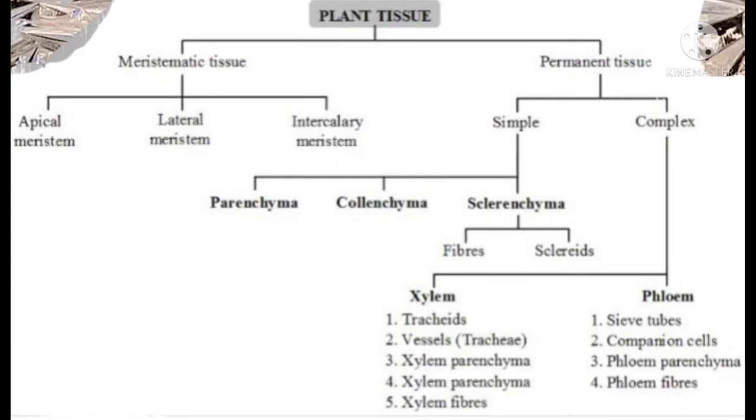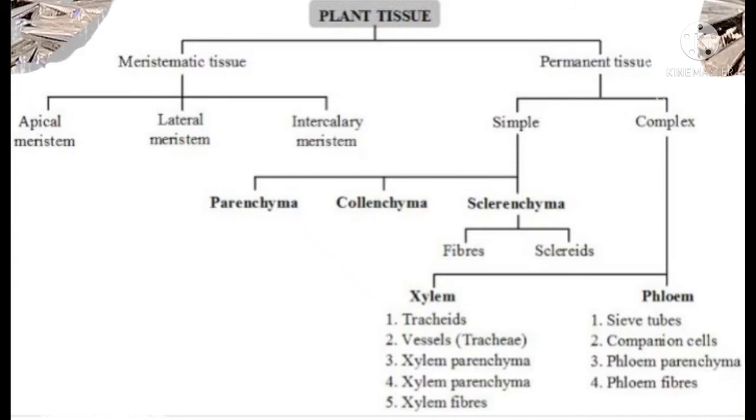The meristematic tissue is divided again into the apical meristem, lateral meristem and intercalary meristem. Permanent tissue is divided into two types, simple permanent tissue and complex permanent tissue. Simple permanent tissue is again divided into three types, that is parenchyma, collenchyma, sclerenchyma. Okay, the sclerenchyma is again divided into two, fibers and sclereids. Okay, now the complex permanent tissue is divided into two, that is xylem and the phloem.